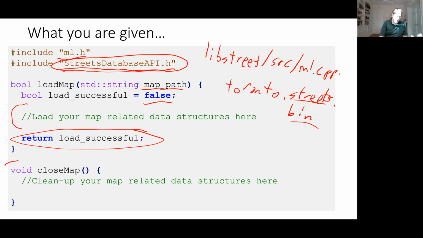And then you're also going to implement a close map function that basically deallocates any memory that you created. So if you've loaded data by calling one of our functions, you're going to call our close function to get rid of it. If you've made your own data structures, like you created some vectors or maps and so on, you would clear them out here. So getting rid of all the memory.